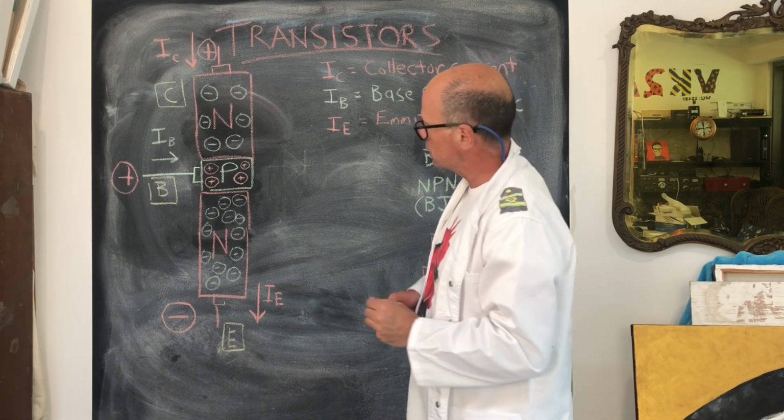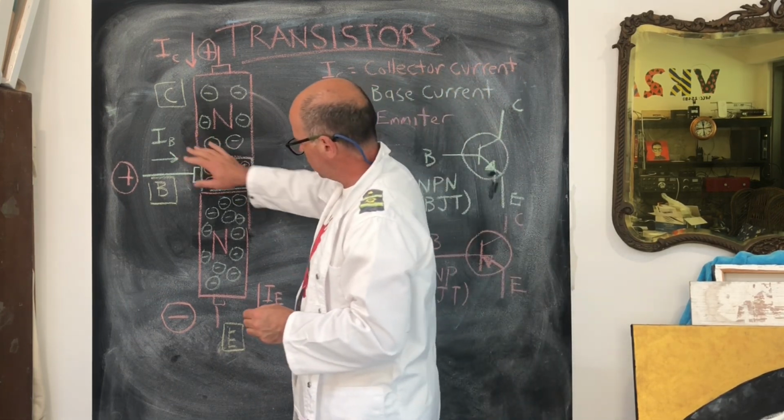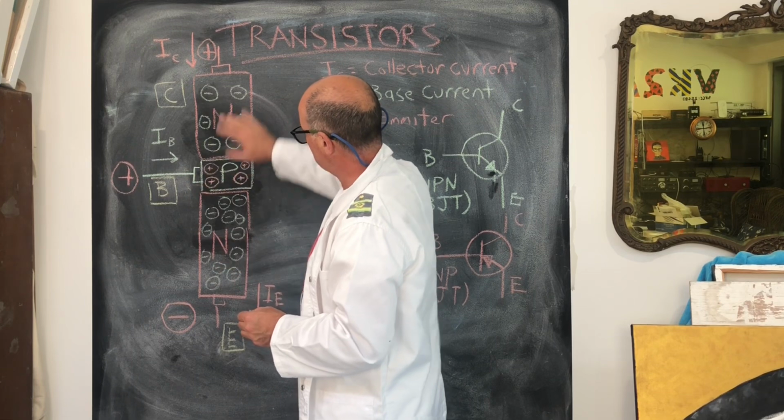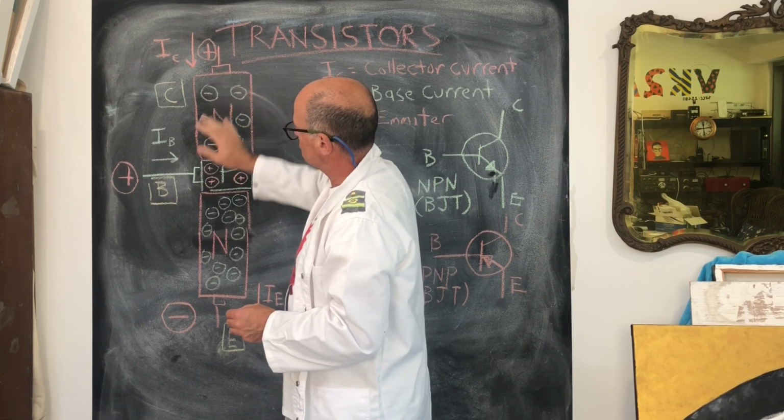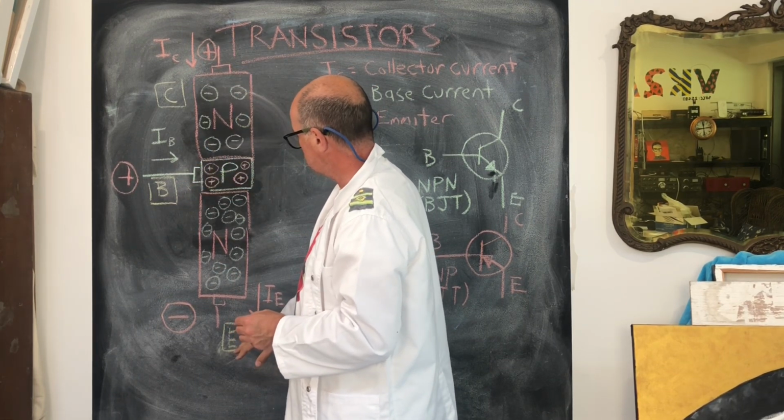And that is because you've got your base current, base to emitter current, and you've got your collector to emitter current.